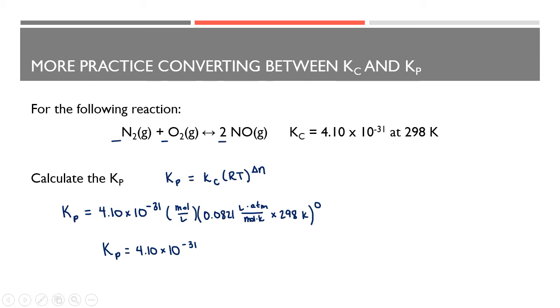Now I'm going to show you how I deal with those units. The Ks will cancel out, the kelvins will cancel out, the moles and liters will cancel out, and that will leave me with atmospheres as my unit representing the Kp. And Kp is the equilibrium of partial pressures, so it makes sense that my units should be represented in terms of atmospheres or some pressure unit.